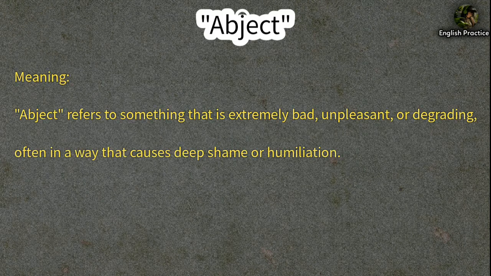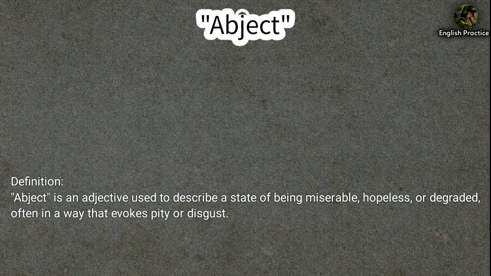Abject. Meaning: abject refers to something that is extremely bad, unpleasant, or degrading, often in a way that causes deep shame or humiliation. Definition: abject is an adjective used to describe a state of being miserable, hopeless, or degraded, often in a way that evokes pity or disgust.